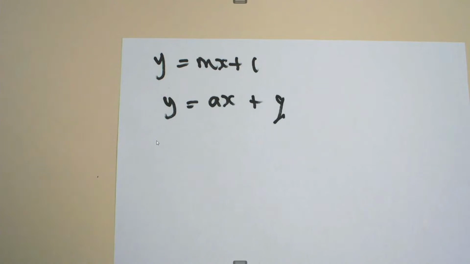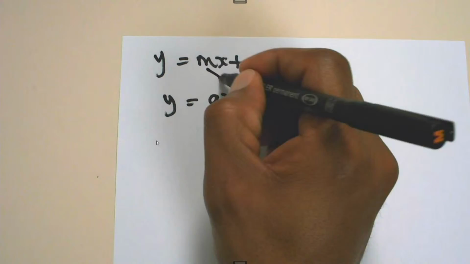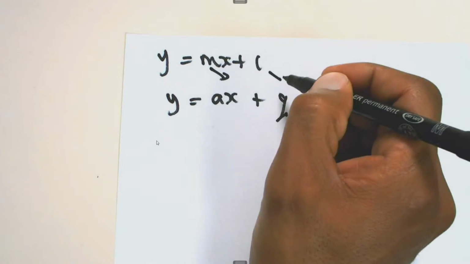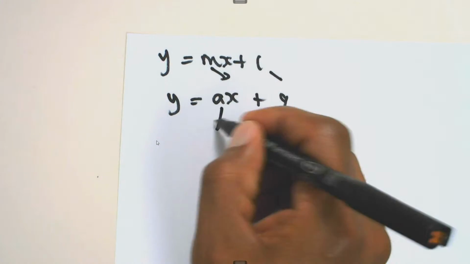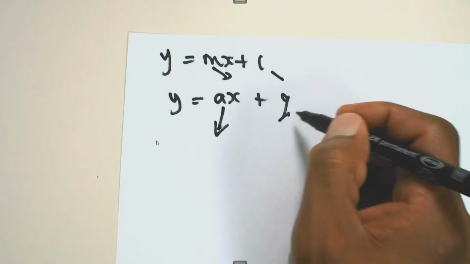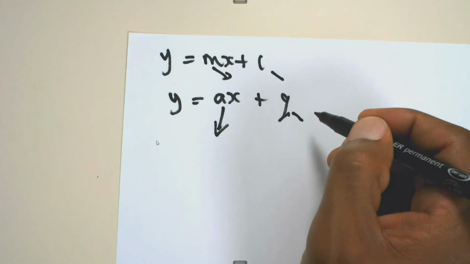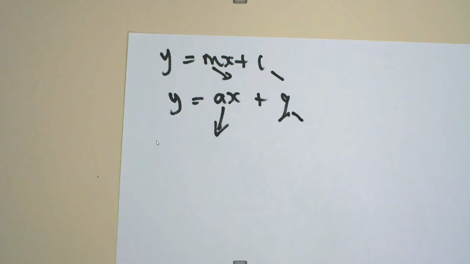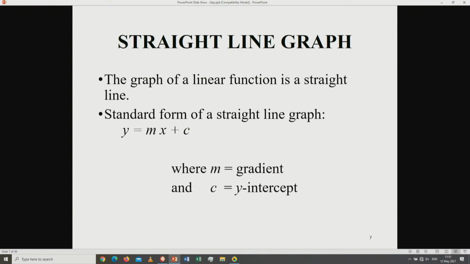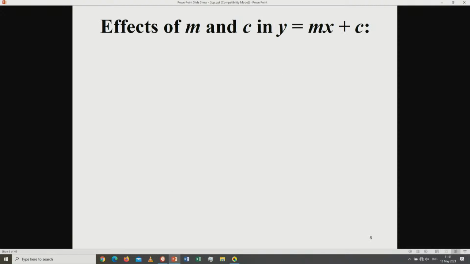y equals mx plus c, we know that one. M represents the gradient, I'm going to talk about that. C is the y value on the graph. Exactly the same thing here: a represents the gradient, and the q is the y value, or the shifting of the graph. M is the gradient, I spoke about that earlier on, and c is the y-intercept. Now the effects of m and c in y equals mx plus c.